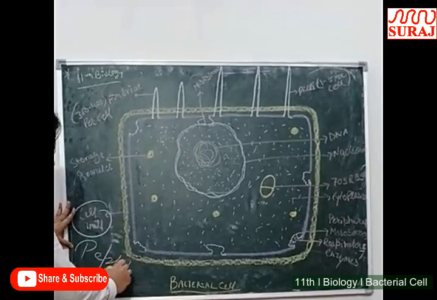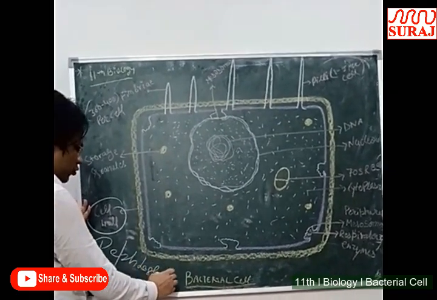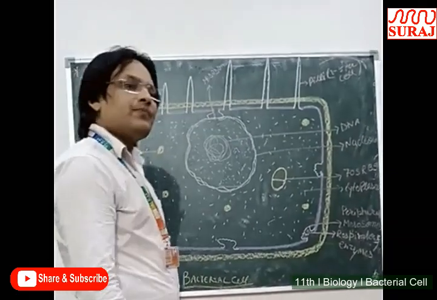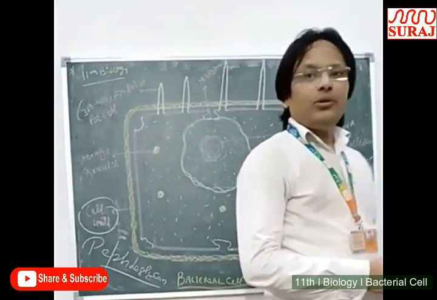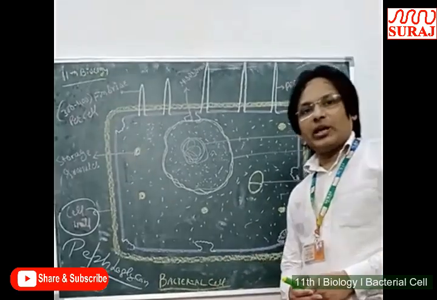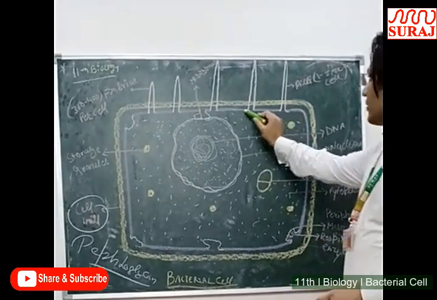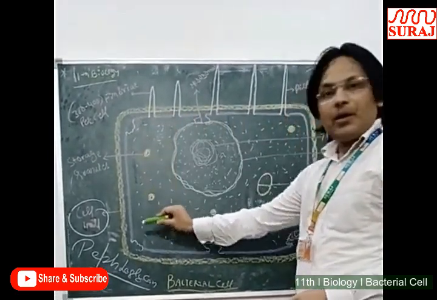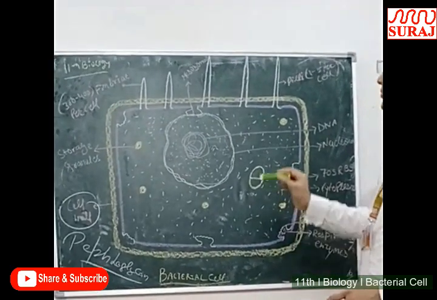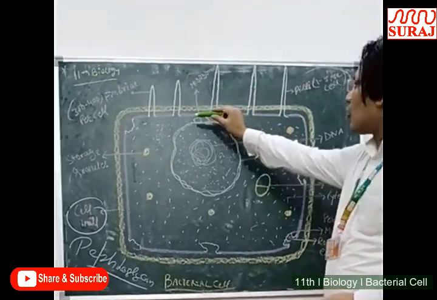Cell wall is basically made up of peptidoglycan. Peptidoglycan से बनी हुई होगी सेल वॉल. A polysaccharide, peptidoglycan is a polysaccharide. After that, this is known as plasma membrane, and the plasma membrane shows some outgrowth.